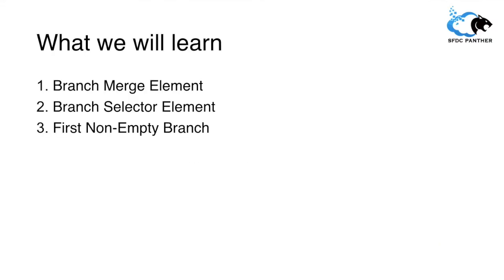So today we are going to work on branch logic related elements. We have got a total of 3 elements which are related to branch logic. By branch, what we mean is every load statement is acting as a branch. The 3 elements are branch merge, what this is doing and how we can use it, the branch selector element, and at the end we are going to talk about first non-empty branch. So let's quickly start one by one.